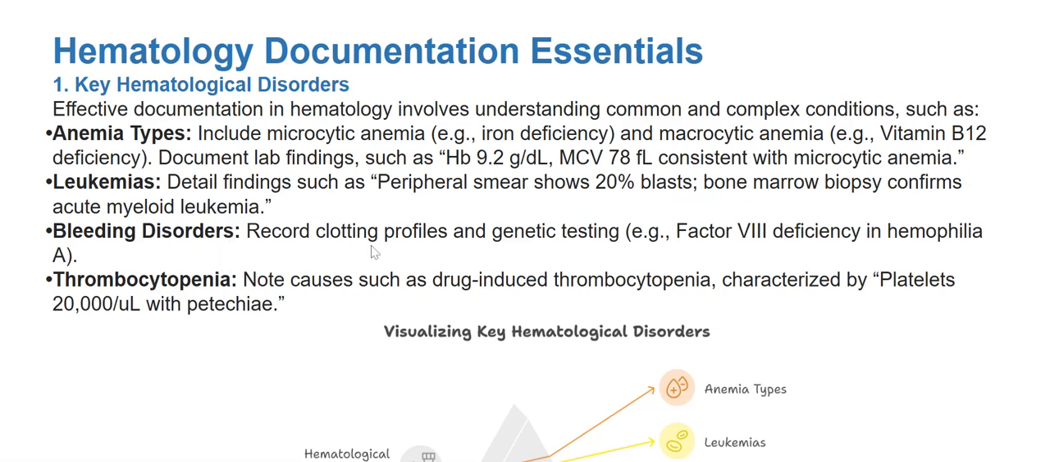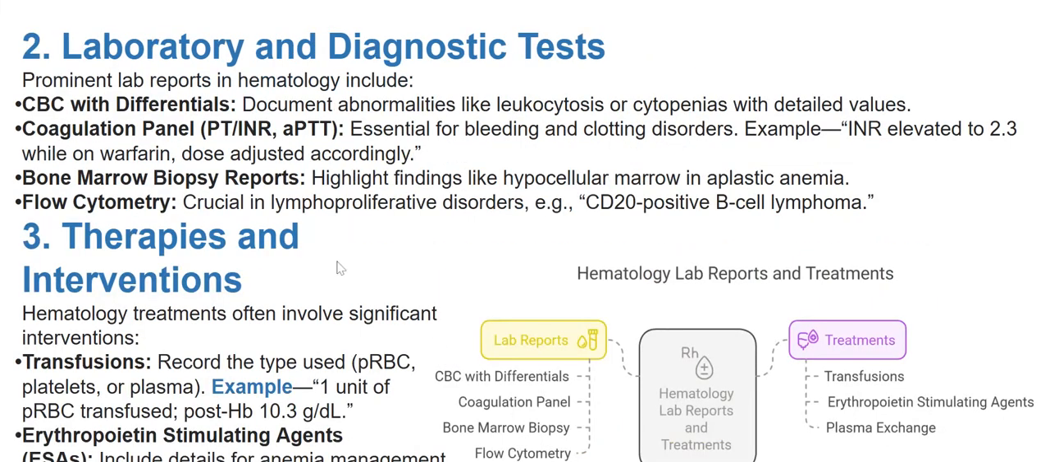Bleeding disorders, record clotting profiles and genetic testing, for example, factor VIII deficiency in hemophilia A. Thrombocytopenia, note causes such as drug-induced thrombocytopenia or ITP, characterized by platelets 20,000 per uL with petechiae. And here is a diagram visualizing key hematological disorders.